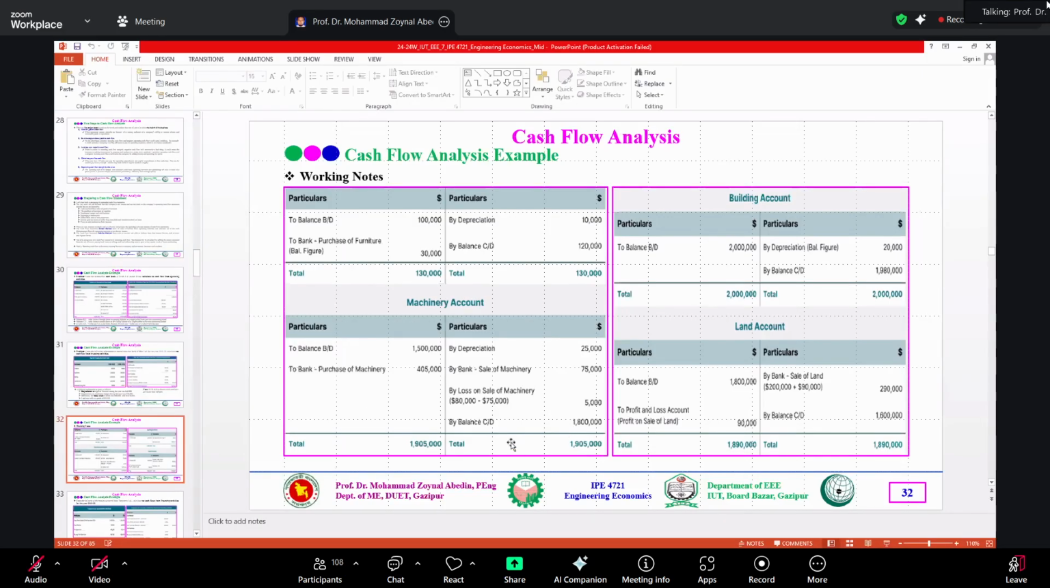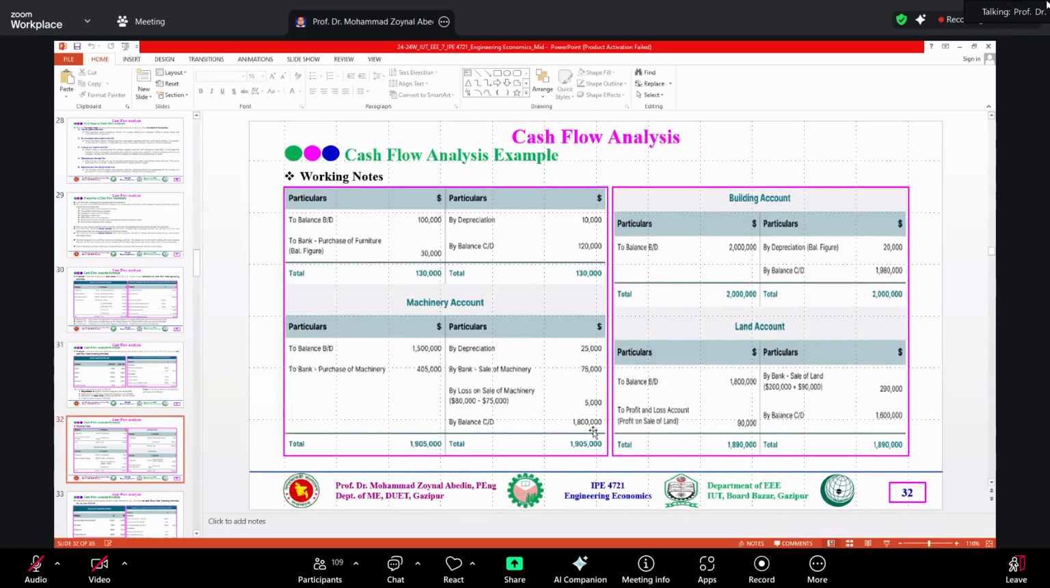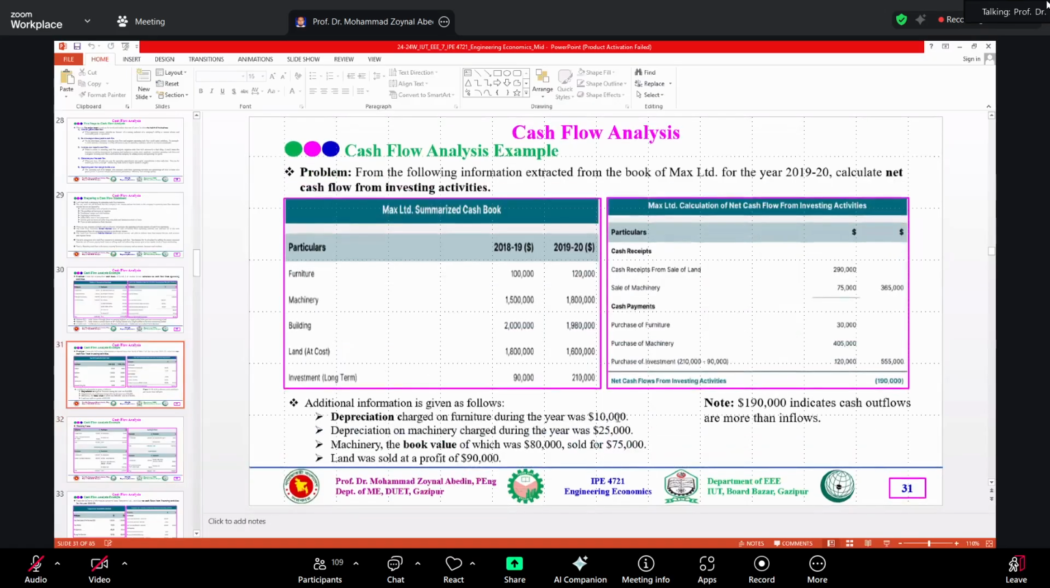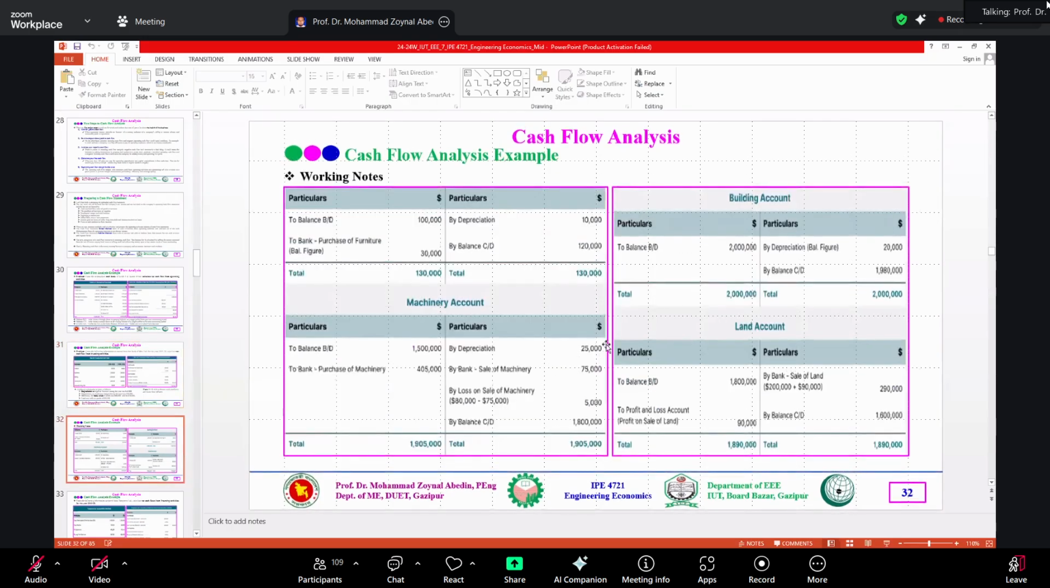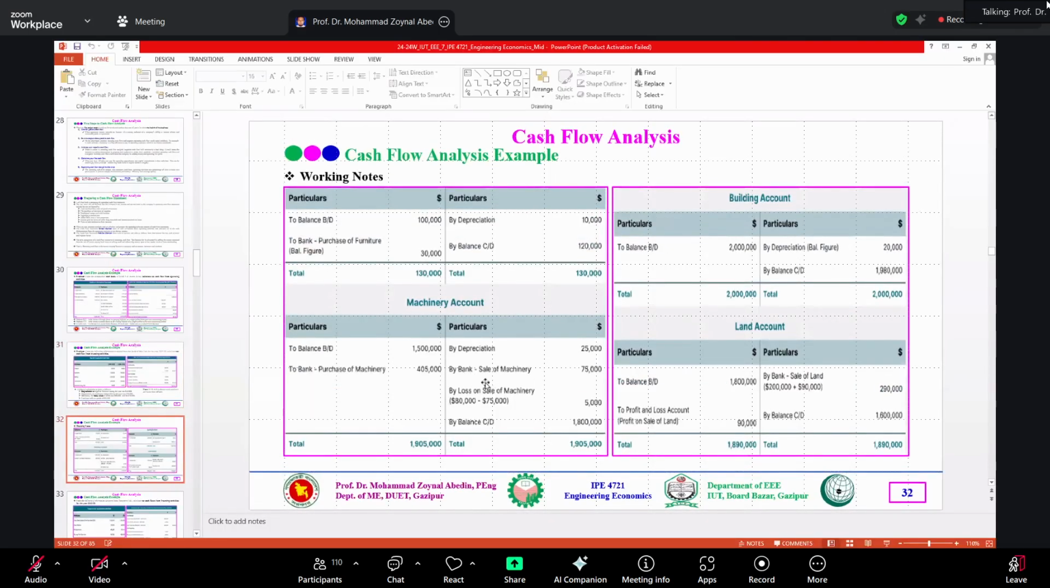And this is for the machinery. So first of all, please put the value to balance BD and balance CD from here. This is BD, this is CD. Write down clearly now, BD value, CD value. Okay. Now, please look at the depreciation on machinery, which is 25,000. Put it here, 25,000. And another important factor is written here. The machinery, the book value of which was sold at 75,000. Okay, 75,000. And by bank, sale of machinery is 75,000.